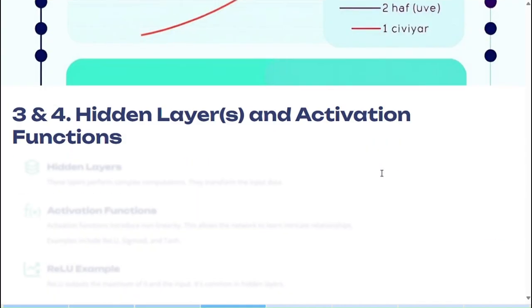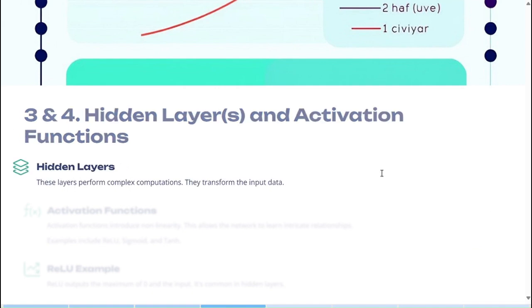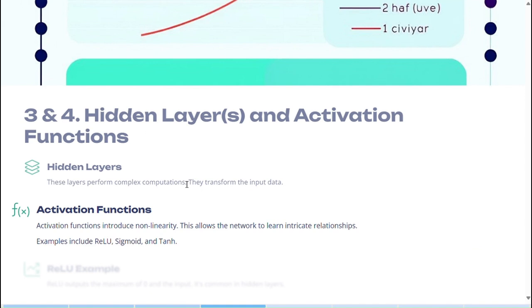Next, hidden layers and activation functions. First, we will see hidden layers. These layers perform complex transformations on the input data, meaning each neuron in the hidden layer applies mathematical operations on the input data with the result passed to the next layer. The role of the hidden layer is to transform the data in such a way that meaningful patterns can be learned.